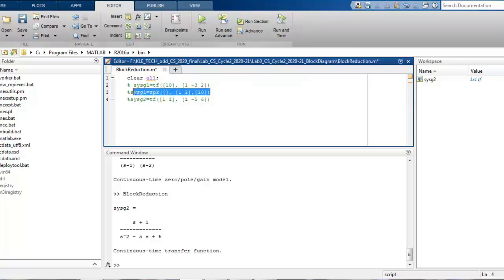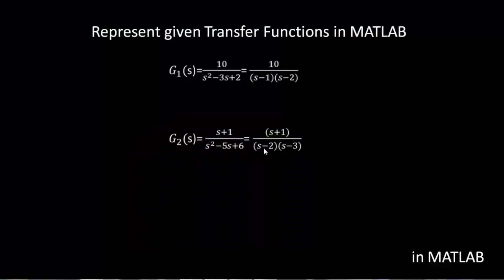Now if I want to run it in this form, that is ZPK form, I need to rewrite my equation in the required form as I have already done here. Okay, remember the gain is not there, that means gain is 1. Rest pole is at s equal to 2 and 3. Then zero is at s equal to minus 1, because s plus 1 equal to 0, which means s equal to minus 1. And gain is 1.